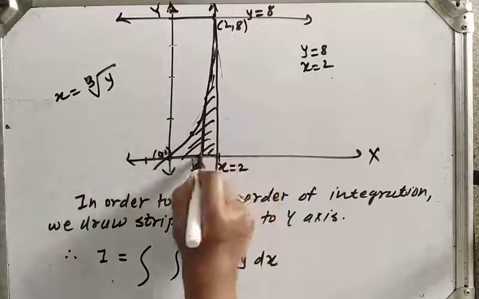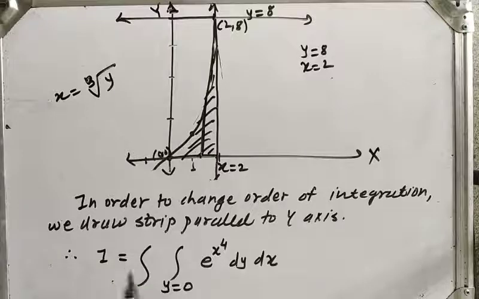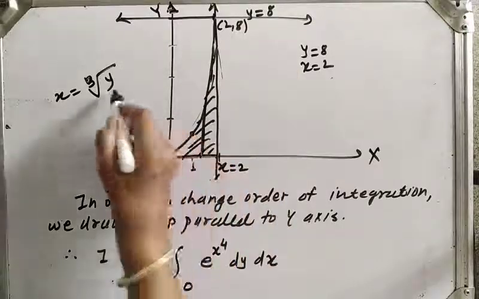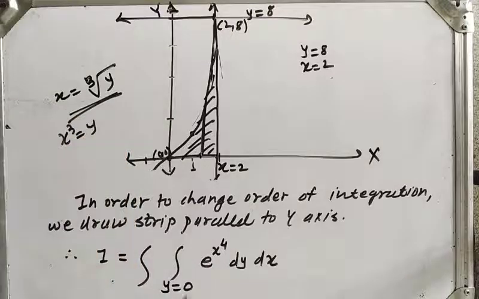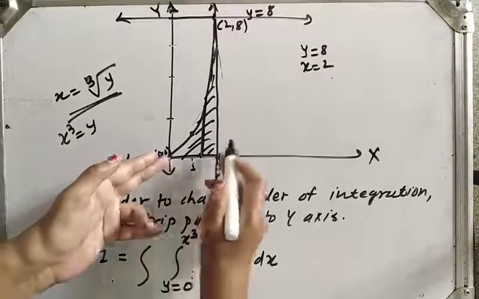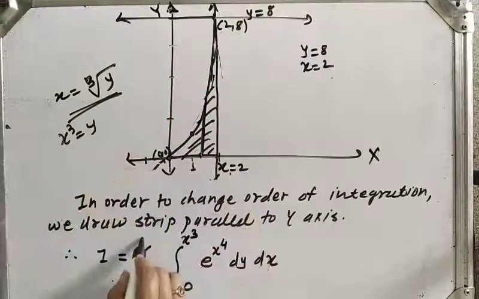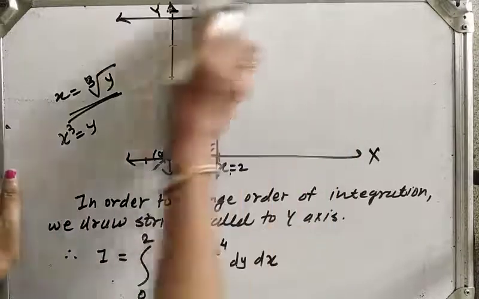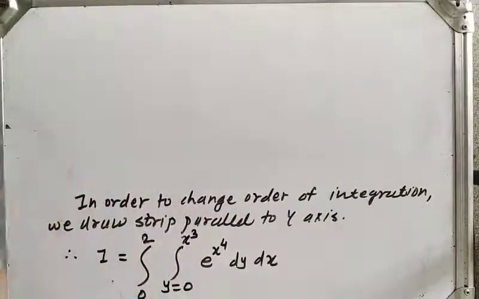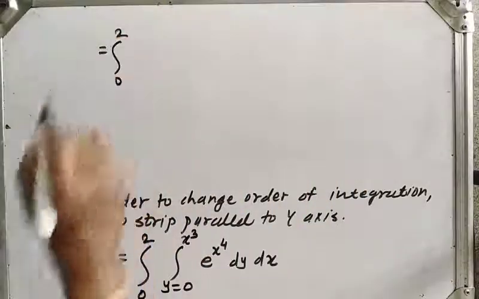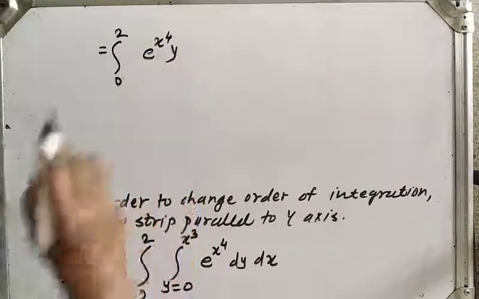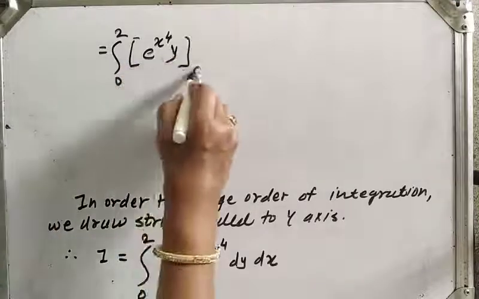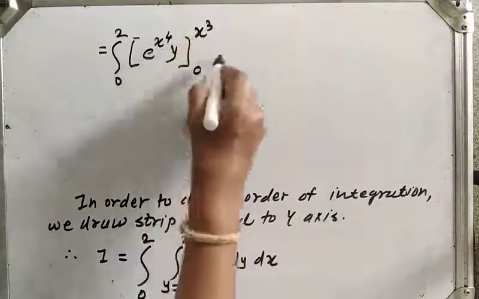This strip touches the x-axis, means here y is equal to 0 to upper. This touches this curve, and this is the equation of this curve. So from this, x cube is equal to y, means y is equal to 0 to y is equal to x cube, and limits of x from this to this. Okay, so x is 0 to x is equal to 2. Now let us solve it, which is equal to the integration 0 to 2 with respect to y of e raised to x raised to 4, constant, integration of dy is y with limits 0 to x cube dx.